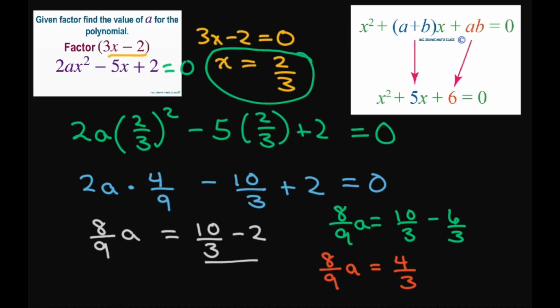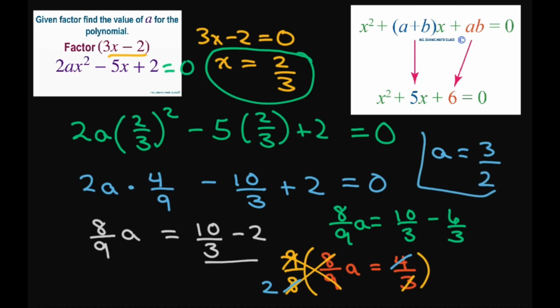Now we're going to multiply both sides through by 9 over 8. So that gives you your a here. And when you multiply these, 3 goes into 9 3 times, so this is going to be a. Sorry about that. A equals, so you can get 3, and then 4 goes into 8 2 times, so a equals 3 halves. So that's the other way to do it.